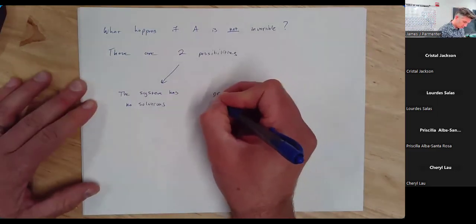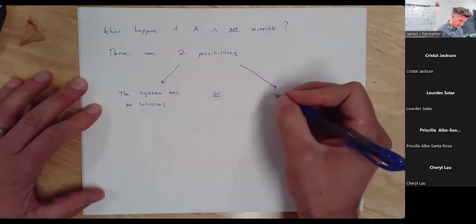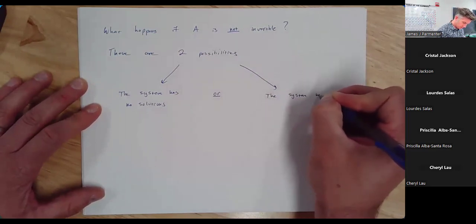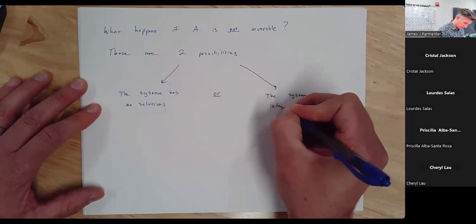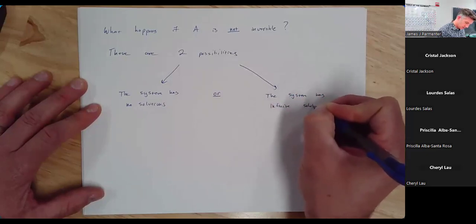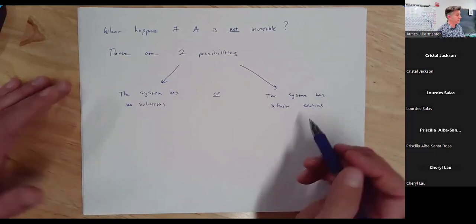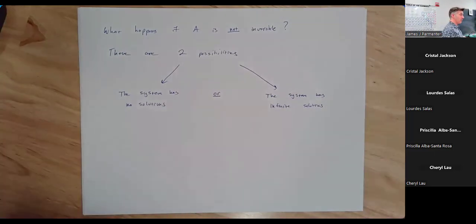Or the system has infinite solutions. What I like to think of here is both of the equations actually are the same line, and so they completely overlap everywhere.